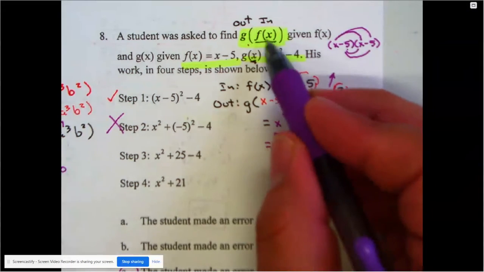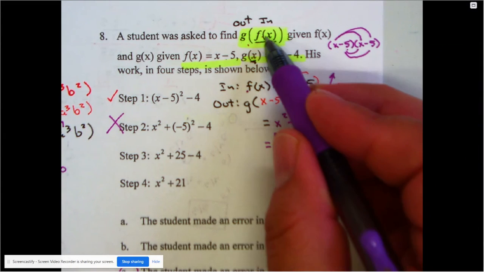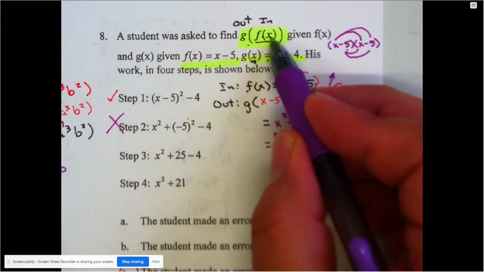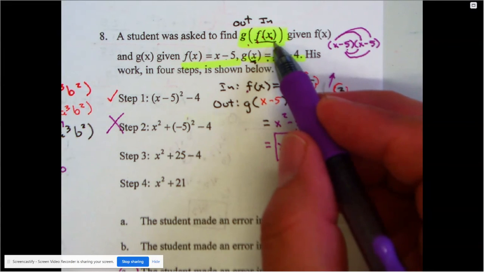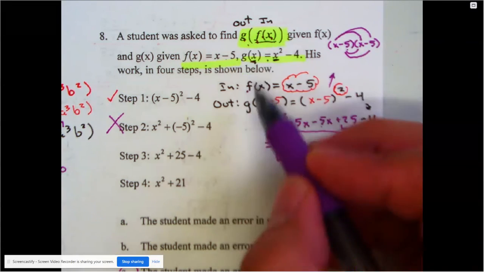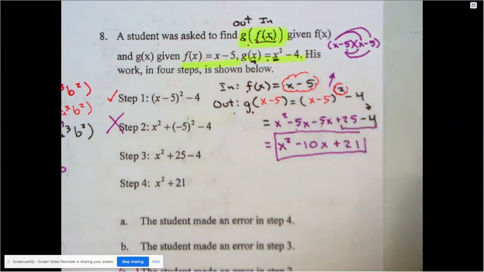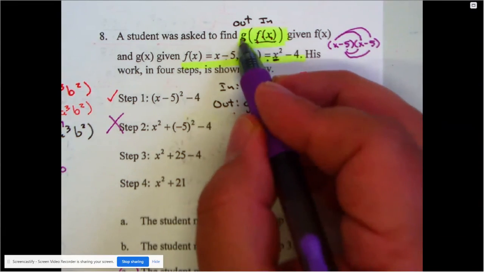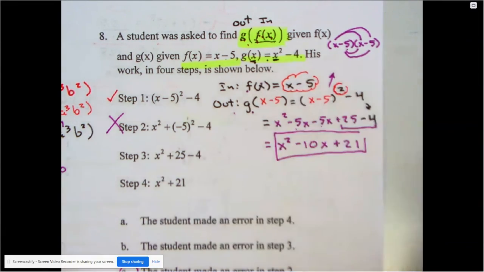Now remember, I started with f as the inside because it was the one closest to the x, and literally inside of parentheses. The g was the outside. That's why I did that one second. So be careful. If on the test they say f of g of x, then you would start with g.